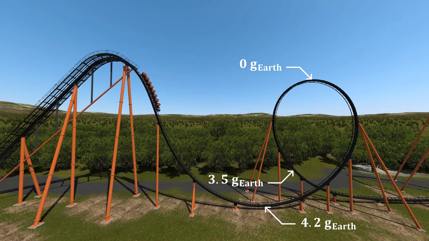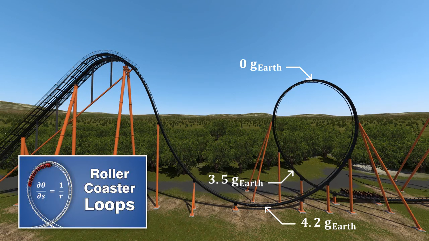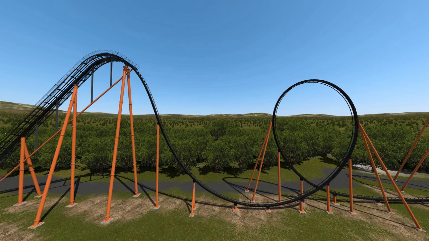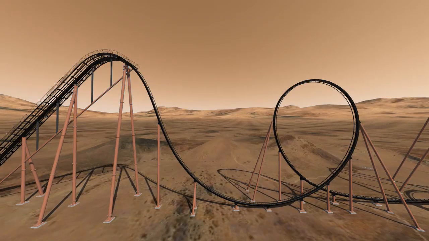I'm not going to dive any deeper into the physics here, but if you want to know more about how vertical loops work and how they are designed, then I recommend checking out my video on non-circular loops, which explains the underlying physics and calculus. But now that we have a good basic understanding of how roller coasters work, let's see what would happen if we built this exact same roller coaster on the surface of Mars.